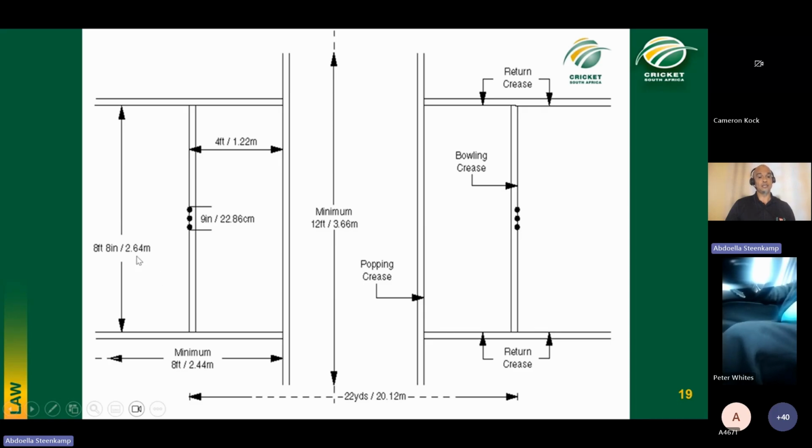The bowling crease needs to be 2.64 meters, from the inside edge of one return crease to the inside edge of the other return crease. The minimum length of the popping crease is 3.66 meters, and the minimum length of the two return creases is 2.44 meters. Very important duty. Every single game, we as umpires need to do our measurements.